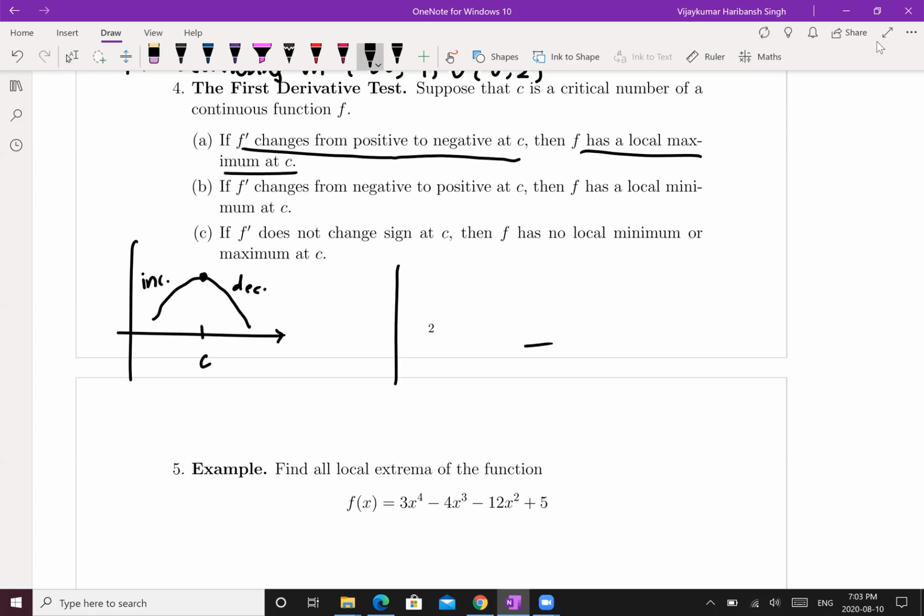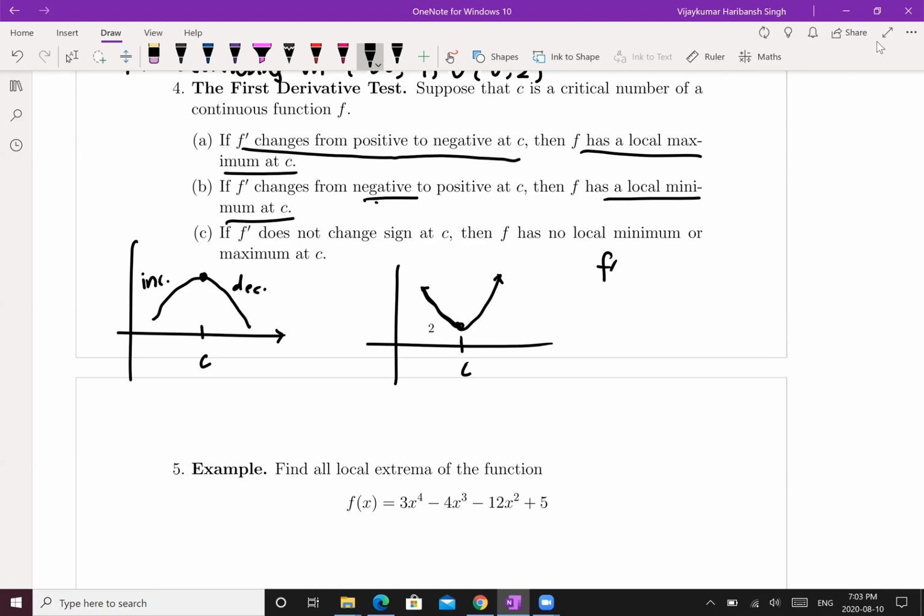Similarly, if f prime changes sign from negative, that means before c the derivative was negative, so the function was decreasing. After c, the function started increasing. So in that case, f of c is a local minimum.